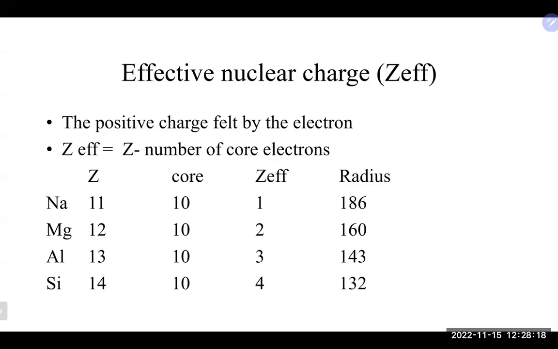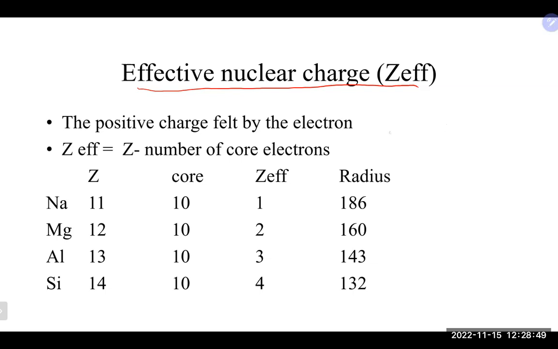So let's talk about some properties of transition metals that you should be familiar with, and some other things that help us understand their characteristics. One thing you may be familiar with is effective nuclear charge, sometimes referred to as Z effective. The effective nuclear charge is the charge that the electrons feel as a result of what is sometimes referred to as shielding.